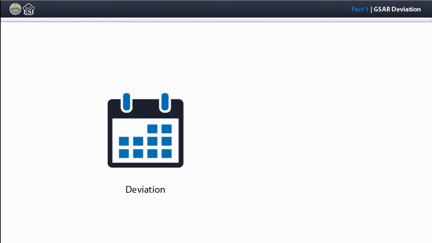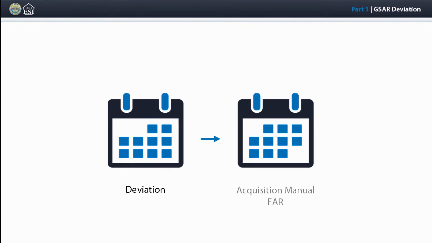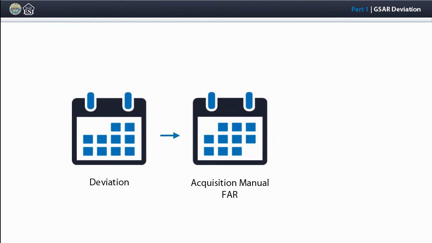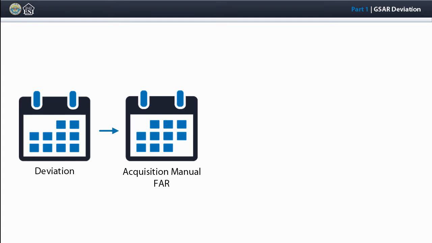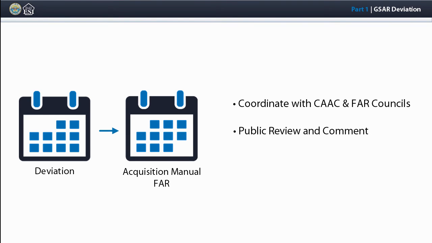This deviation expires when these changes are incorporated into the GSA Acquisition Manual, or GSAM, and FAR. This means that GSA must first coordinate with the chairman of the CAAC, or the Civilian Agency Acquisition Council, and the Federal Acquisition Regulation, or FAR Council, then provide for public review and comment, and finally revise GSAM and FAR. This process can often take years, so this deviation could remain in effect for a considerable time.